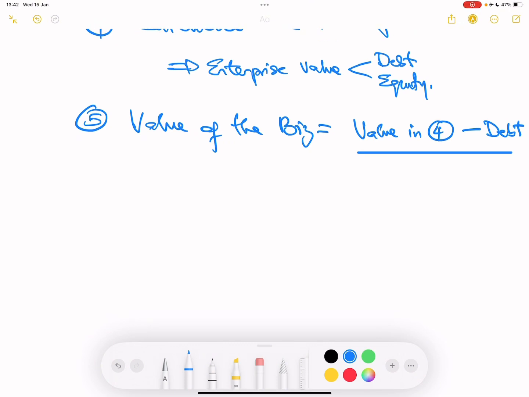And with that, you get the debt value from your financial statement. You don't need to do a different valuation for that. So just deduct the value of debt from the financial statement, and you have the value of business that you are expected to get. Okay?